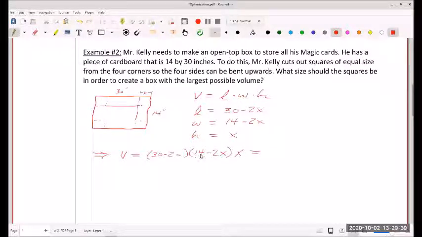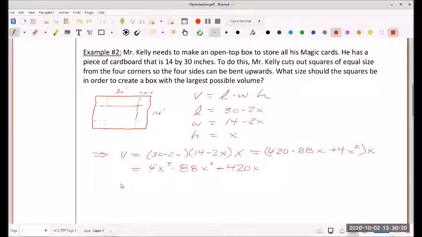So 30 times 14 is 420. We have a minus 28x minus 60x. So that gives us a minus 88x. And then we have plus 4x squared. And then, of course, we have to multiply that all by x. I'm going to go ahead and rearrange this so we have the leading coefficient up front. This will be 4x cubed minus 88x squared plus 420x. This is now our model. This is what we want to optimize.